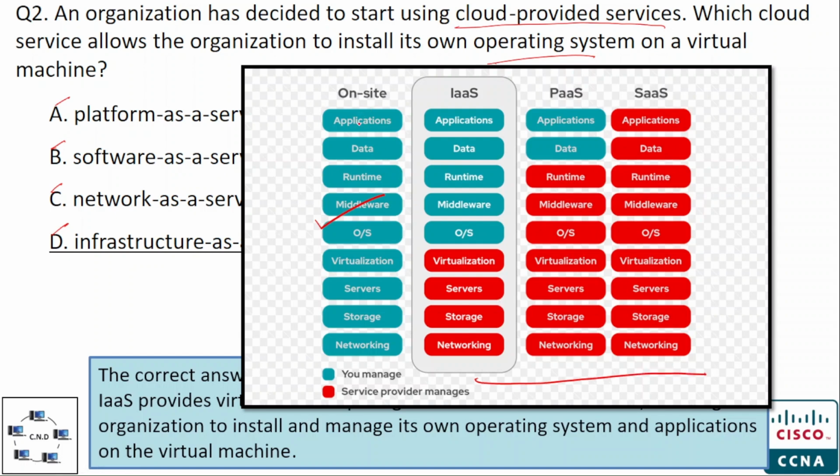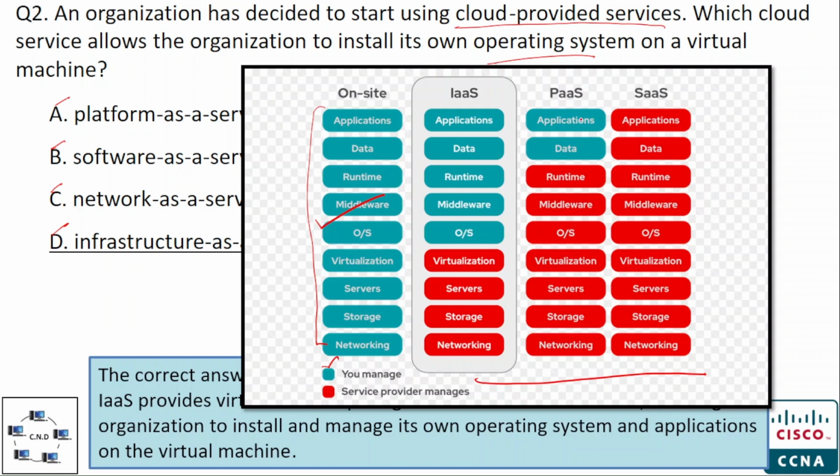In the on-site model, which is the traditional model, the client has to do all the tasks. The blue colored tasks are those that are managed by the client, and the red ones are those that are managed by the service provider. So in the on-site, it is all done by the client. In infrastructure as a service, the OS, middleware, runtime, data, and application are managed by the client, while the virtualization, server, storage, and networking infrastructure are provided by the service provider.